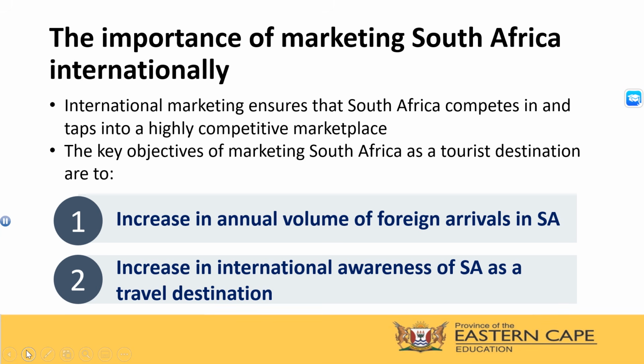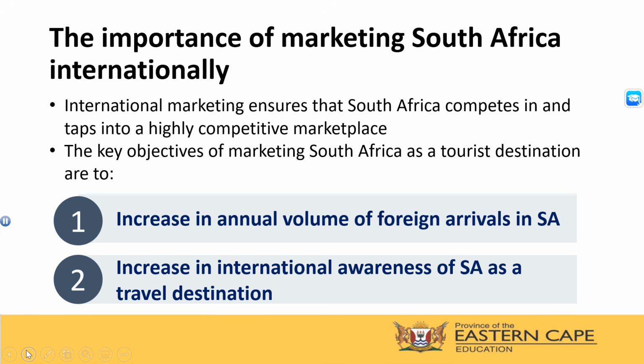We're going to have a look at the key objectives of marketing South Africa as a tourist destination, and these are on your screen at the moment at the bottom. The key objectives of marketing South Africa as a tourist destination are two. Firstly, increase in annual volume of foreign arrivals in South Africa.